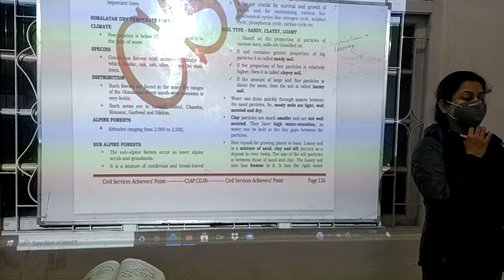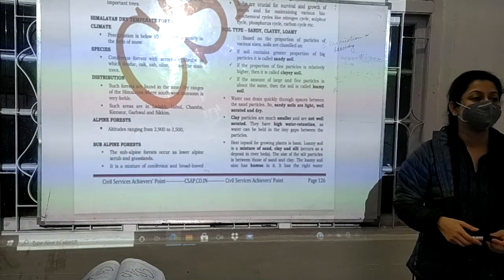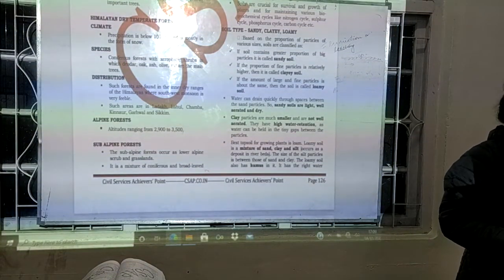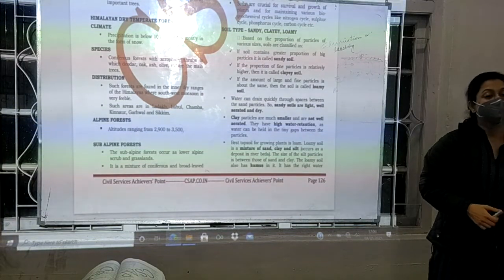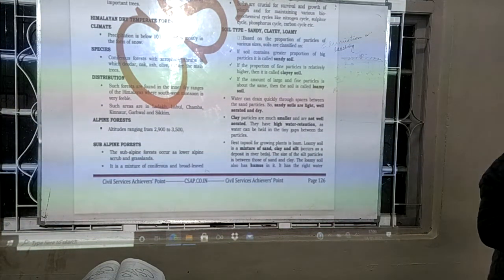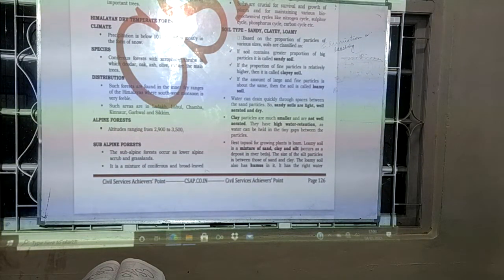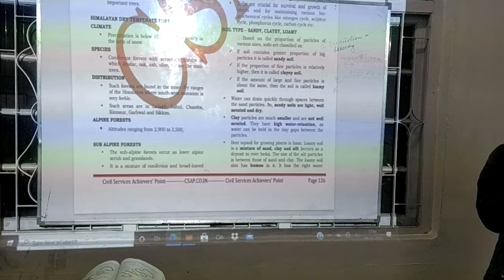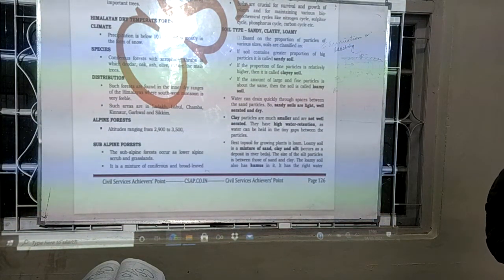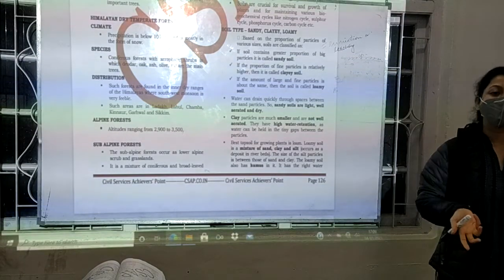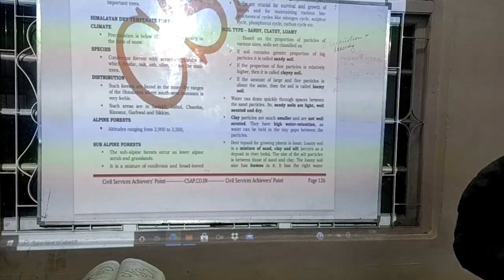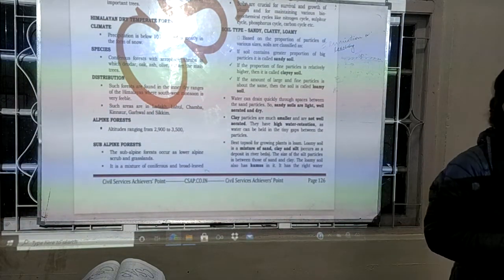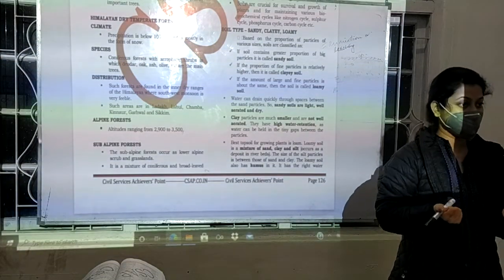So what is the characteristic? Water just drains down, right? Then another soil is clay soil. Are you familiar? We make idols, no? Clay, right? So what is the characteristic of that clay soil? It binds or holds water.